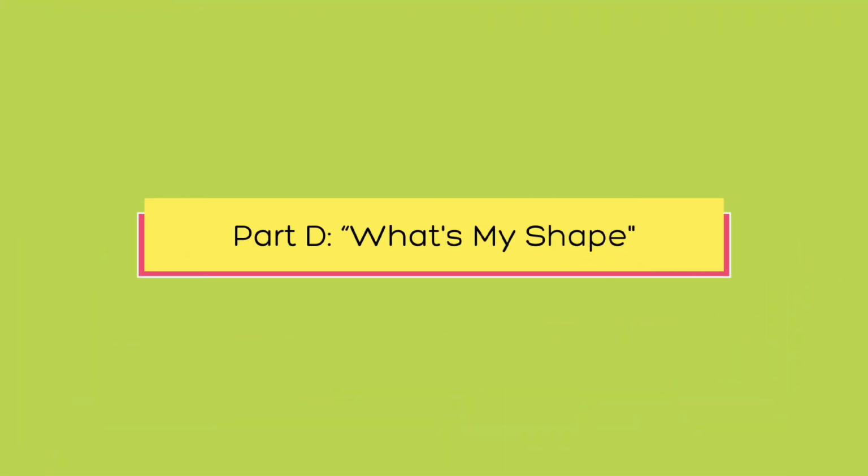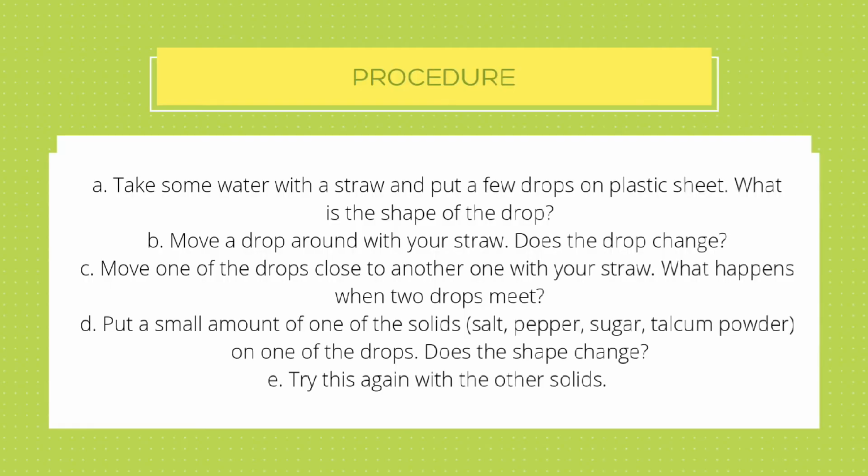Part D. What's my shape? Procedure: A. Take some water with a straw and put a few drops on a plastic sheet. What is the shape of the drop? B. Move a drop around with your straw. Does the drop change? C. Move one of the drops close to another one with your straw. What happens when 2 drops meet?